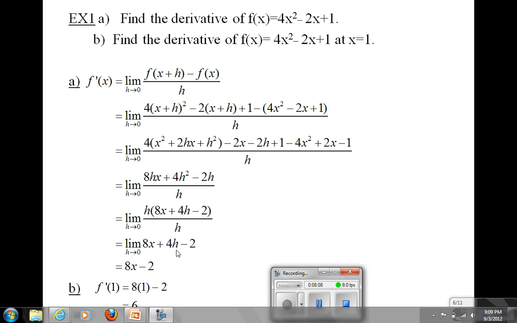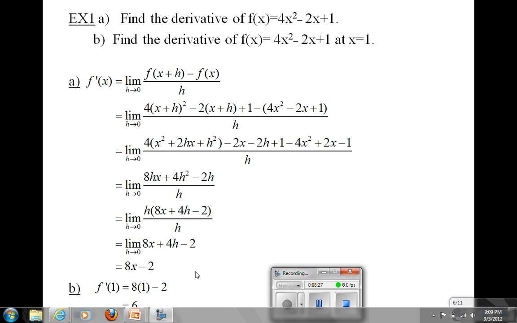And then finally, as my last step, I go ahead and take the limit as h goes to 0. In other words, plug 0 in for h, and that term drops out. I get 8x minus 2. So 8x minus 2 is going to be the general formula for the slope of my parabola at any x value that I feel like plugging in.